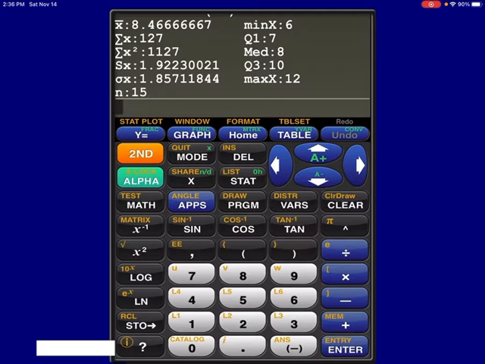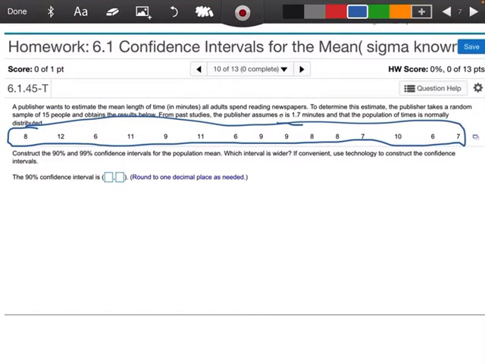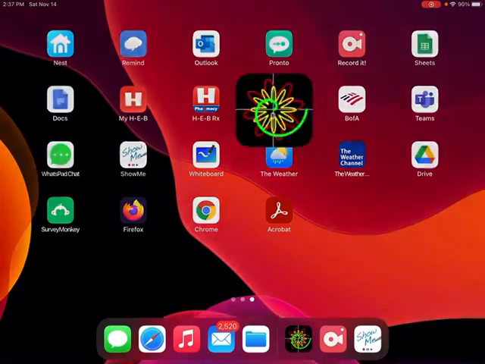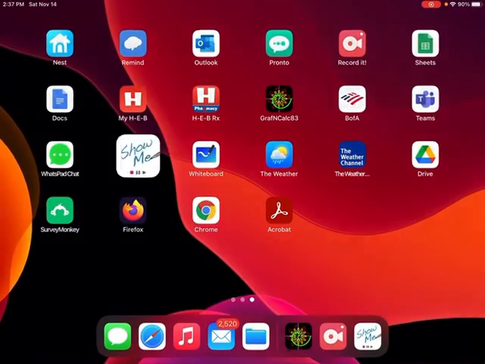And let's see. So my X bar, I'm going to go to 2 decimal places. So my X bar, I would write 8.45. So let me come back here. So my X bar is going to be 8.45. And let me see, make sure that I got all the information that I needed. Yes, I believe I did.